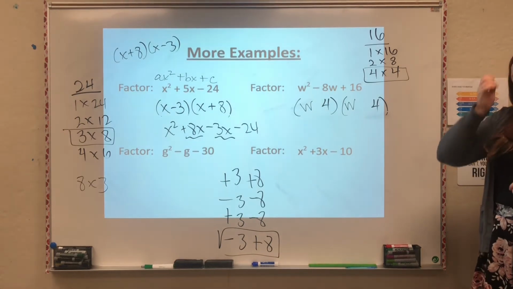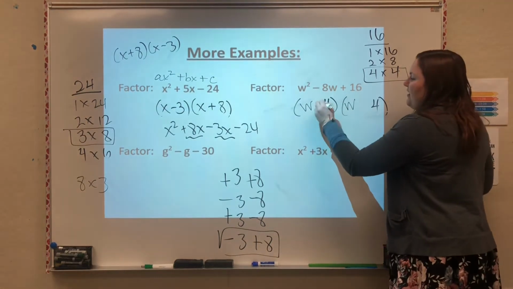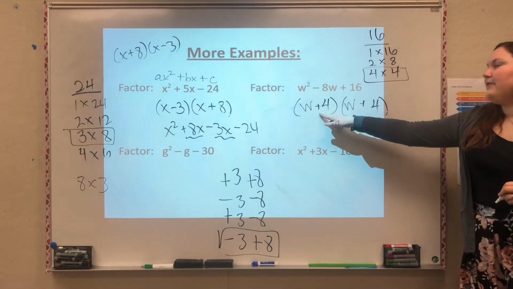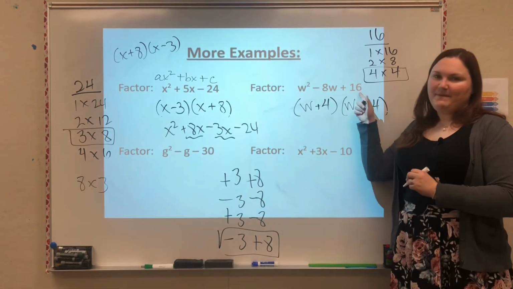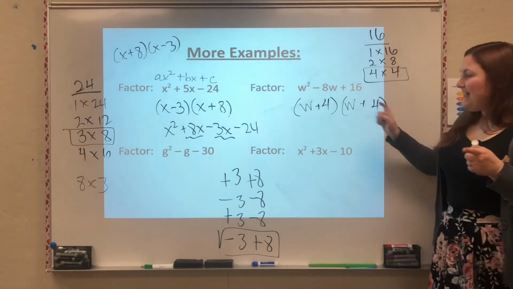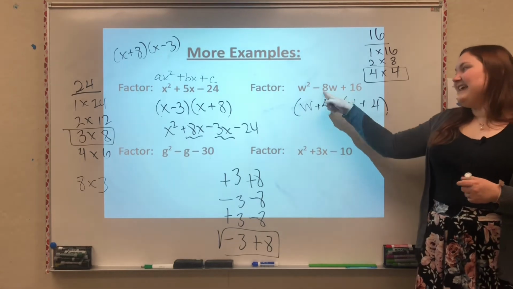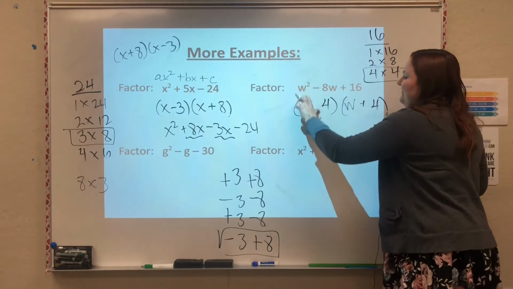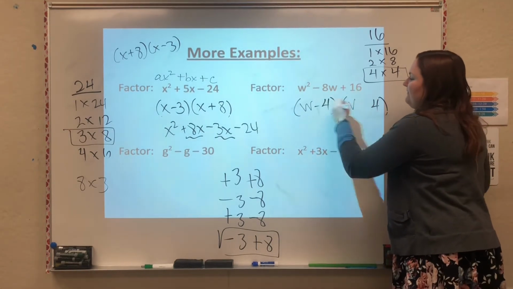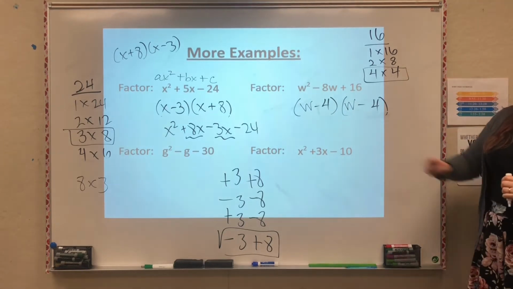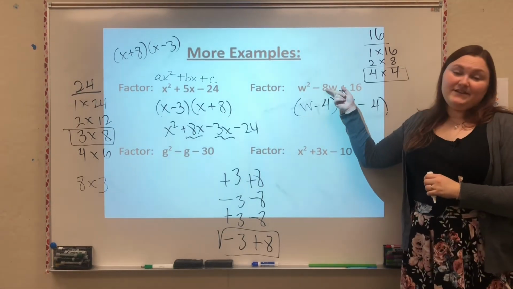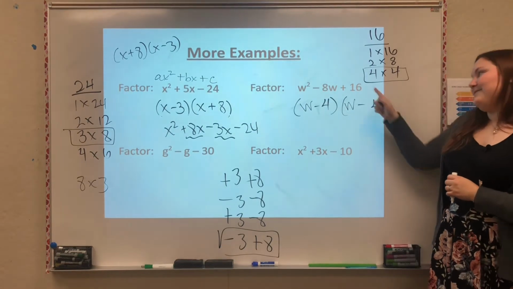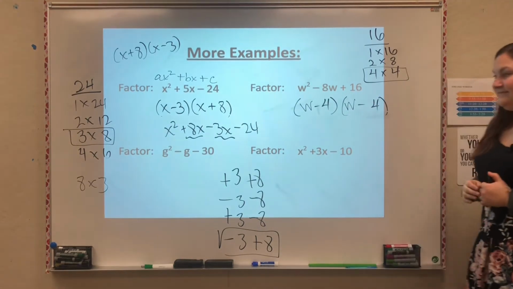For this one especially, I see a lot of students starting off with 2 plus signs because they know positive 4 times positive 4 gives me positive 16. But the problem with that is 4 plus 4 gives you 8, not negative 8. If we want a negative 8, we're going to need both of these to be negative. Negative 4 and negative 4 gives me negative 8. And then when you multiply negative 4 and negative 4, it gives you positive 16.